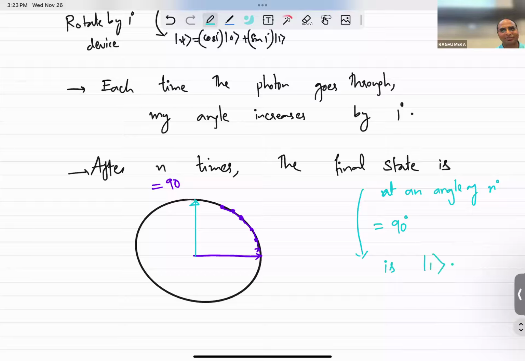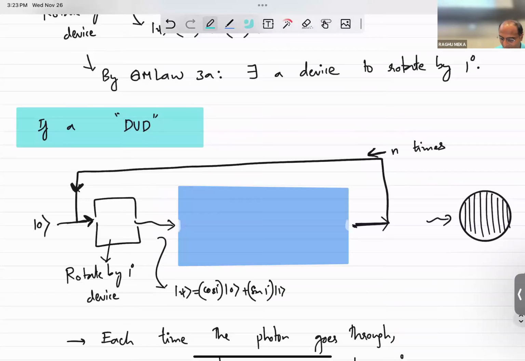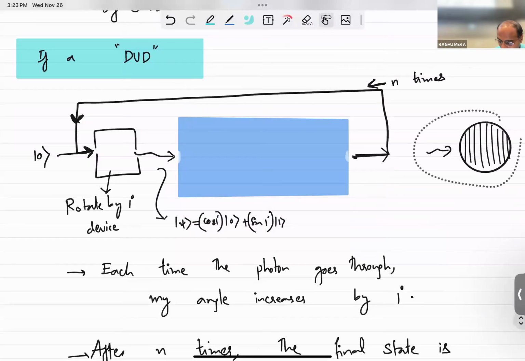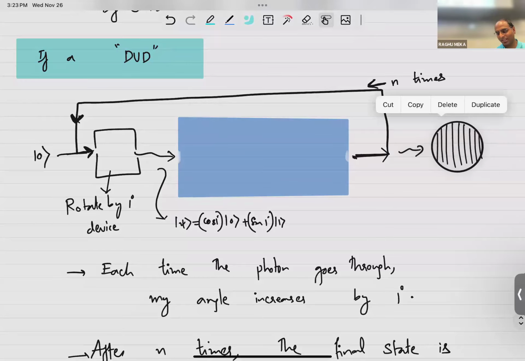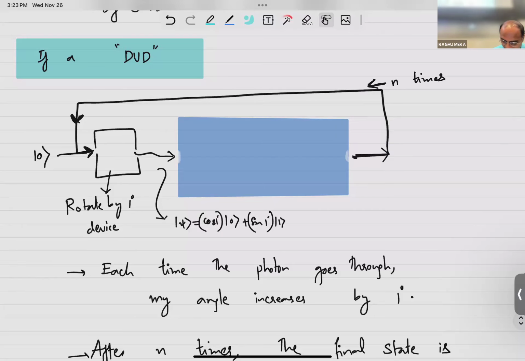1. Okay, so what does this mean? And in the end, after looping it through n times, I'm passing it through the vertical polarizing filter.